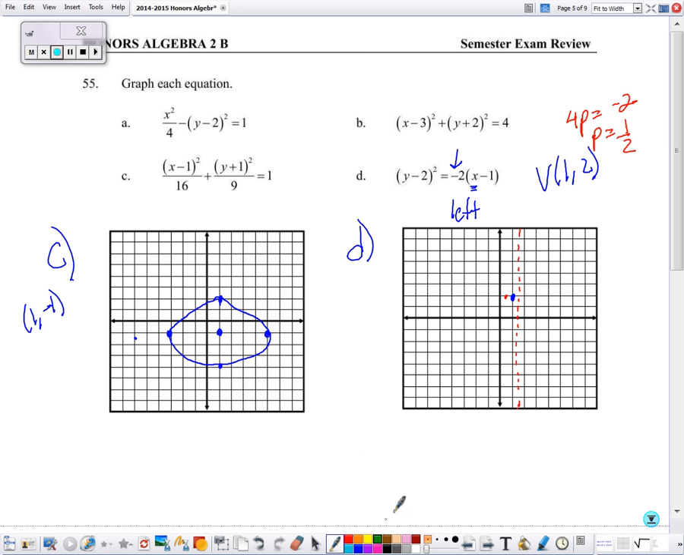And then to draw the parabola, it has to open around the focus and away from the directrix. Like this, and then this way.